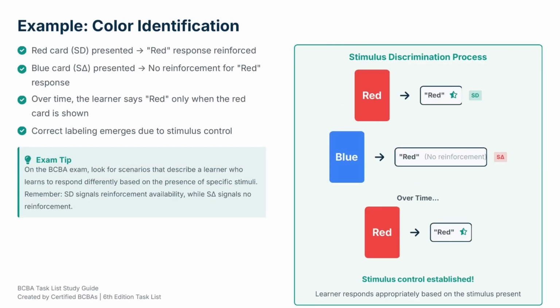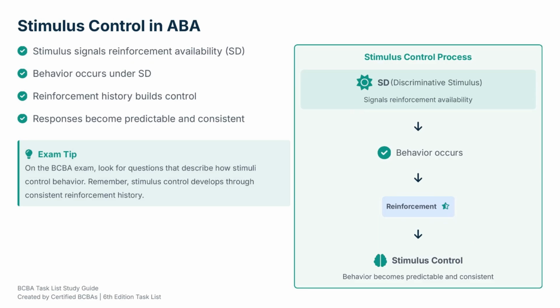A common example is color identification. When the red card is shown, the learner says red and receives reinforcement. When the blue card is shown, the same response does not produce reinforcement. Over time, the learner says red only when the red card appears. The stimulus now controls the response. Stimulus control occurs when behavior reliably occurs in the presence of a particular stimulus.